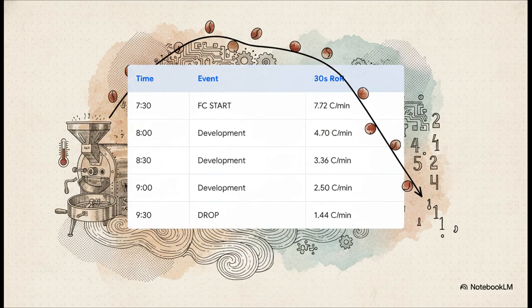And here's the proof in the pudding. This is the data from that CSV file we talked about. Just look at that ROR column. From the moment we hit first crack at 7:30, that number just goes down, down, down. 7.7, 4.7, 3.3, all the way to the end. It's a beautiful, steady decline. There's no sudden drop-off, what roasters call a crash, and there's no weird jump at the end, which is a flick. This is exactly what we wanted to see. It's the data telling us we designed a really solid curve.